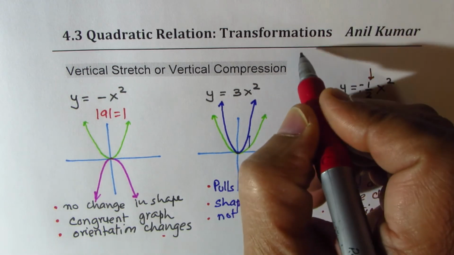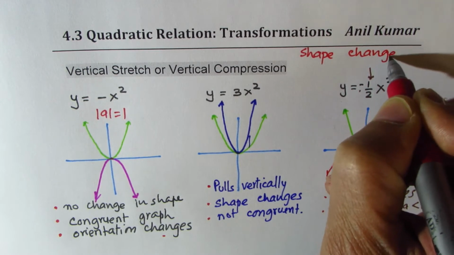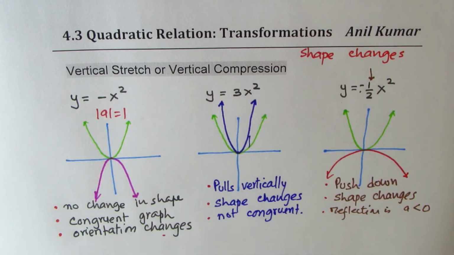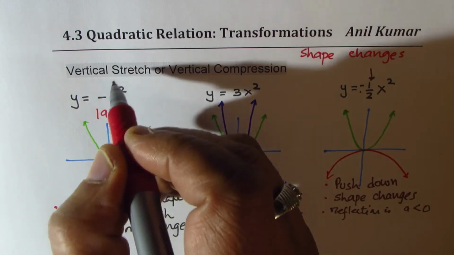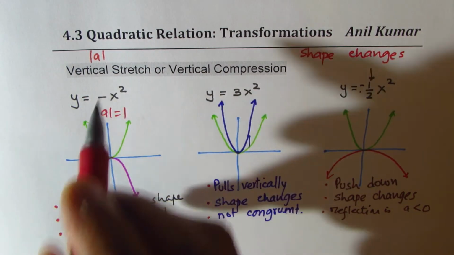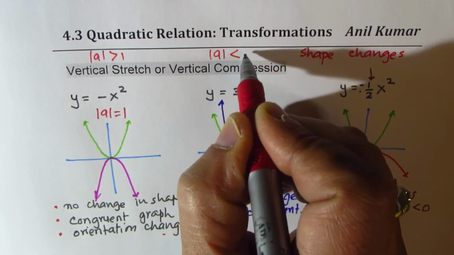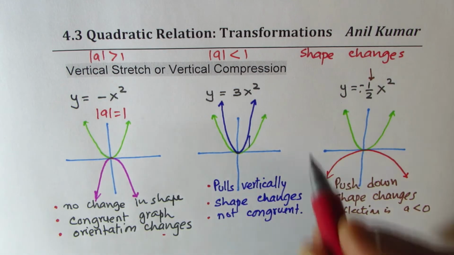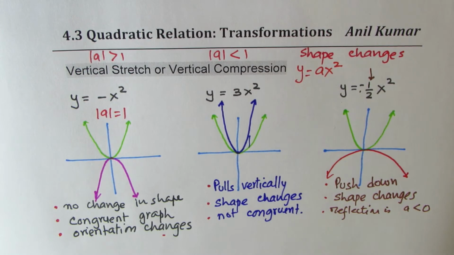So you learn 2 things here. First is shape changes. It becomes stretched or compressed. And when is it compressed and when is it stretched? Well, clear, since we talked about it earlier. It is stretched when the magnitude of a, whatever you multiply x squared with, is greater than 1. And it's compressed when the magnitude of a is less than 1. We are talking about y equals a x squared. Does that make sense to you now?